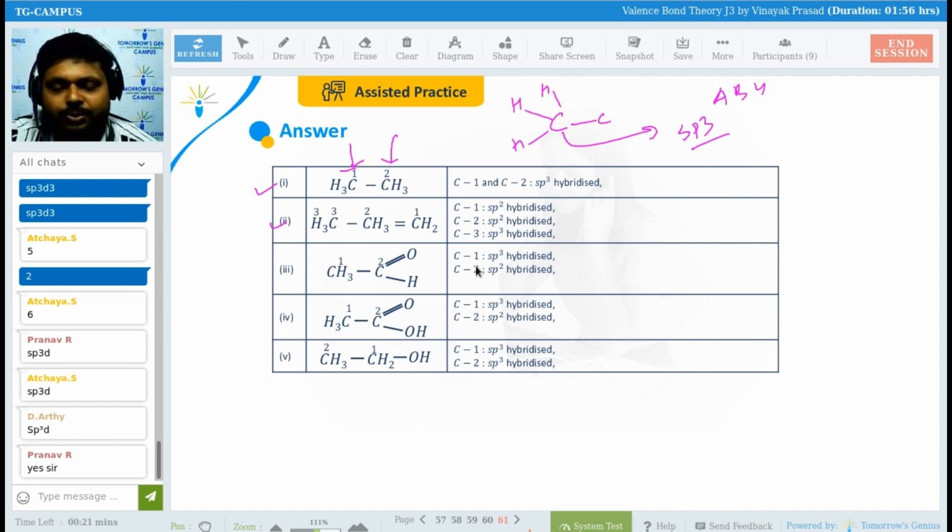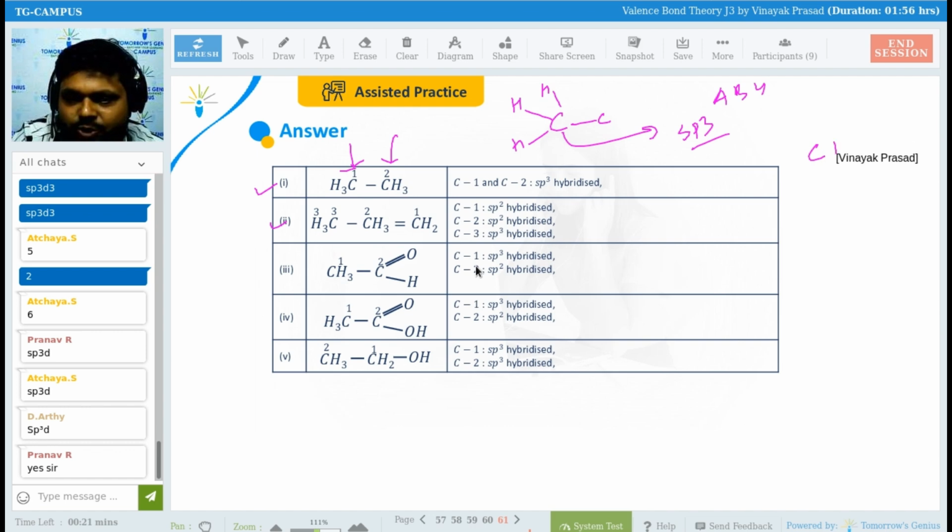Okay. Now, come to the next question. If I am talking about this carbon, see, this carbon is having CH2, right? So I am drawing the CH2 first. H and H. And there is a double bond, right? If a double bond is there with this carbon, actually, the structure is like this.